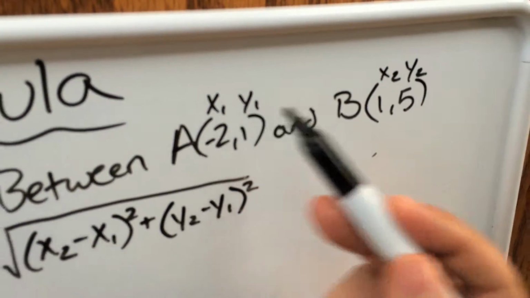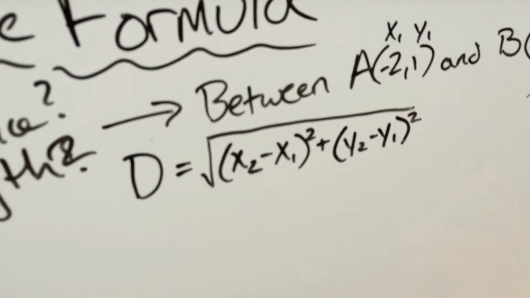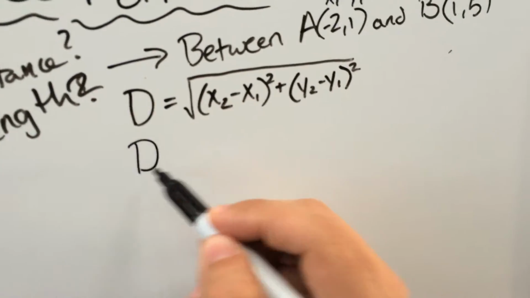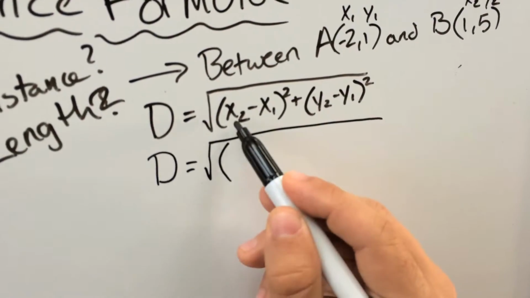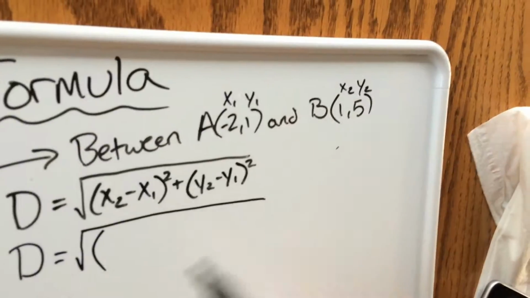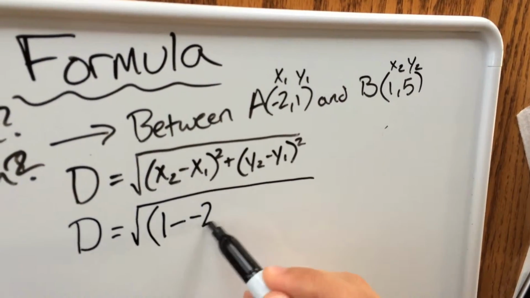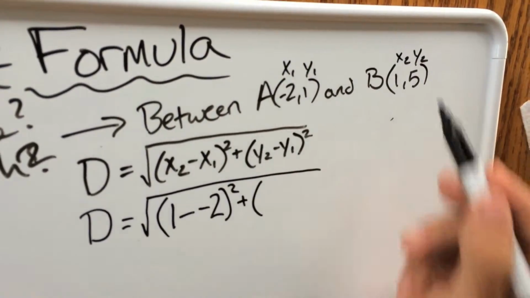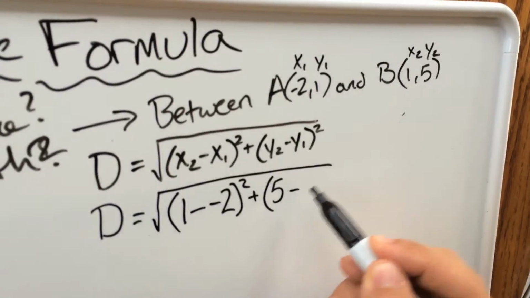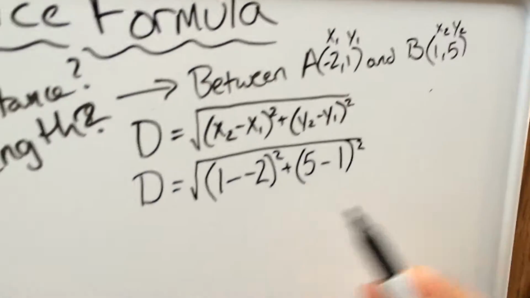Now that we have x1, y1, x2, y2, we take them and we plug them in to our distance formula. So once again, D equals big square root, x2, in this case, is 1 minus -2, squared, plus y2 is 5 minus y1 is 1, squared.